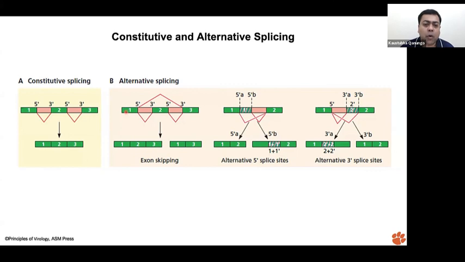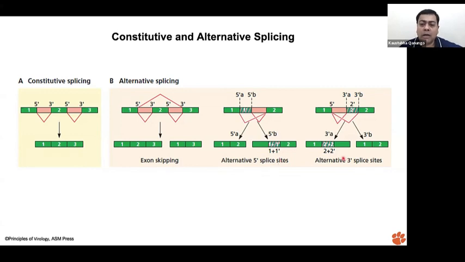You can join 1, 2, and 3 all together, or skip the 2 and join 1 and 3. So that's exon skipping. On the other hand, you can see that right here, you can have two splice sites, a 5' A and a 5' B splice site. So you can easily see that 1 and 2 can join, and then 1, along with this sequence of the exon, can join with 2. So you have an alternative splice site.